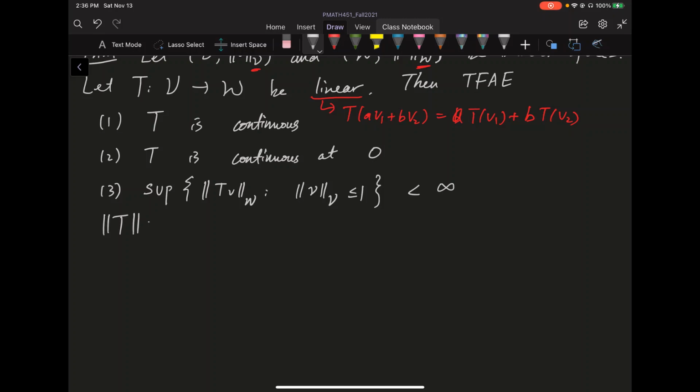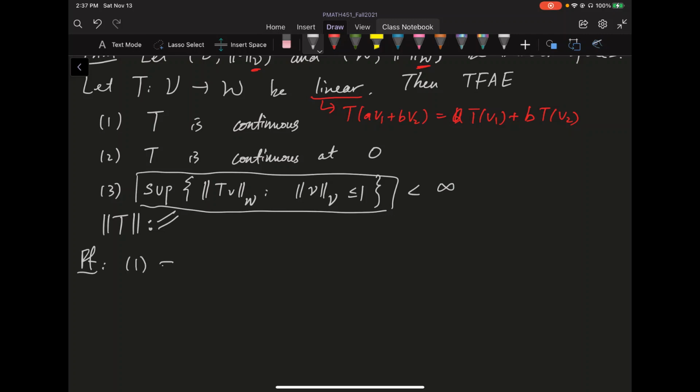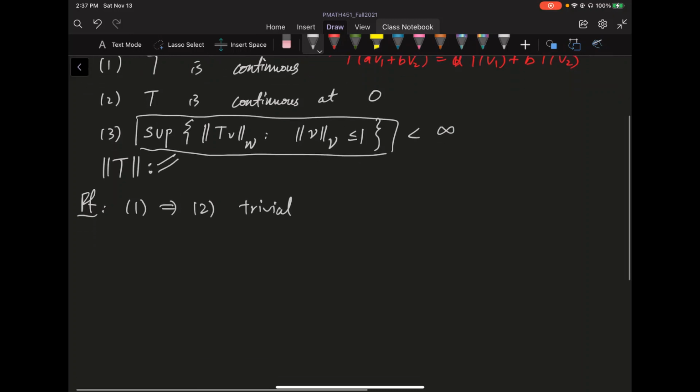So the supremum, we also denote this by the norm of T. So the norm of T, let's just define it to be the supremum of this one. Okay, so we'll say this is actually the operator norm. I'll make the definition later. But actually, these three are going to be equivalent. Okay, so for the proof, 1 implies 2 is kind of trivial because if you're continuous everywhere, you're certainly continuous at 0, so there's nothing to prove.